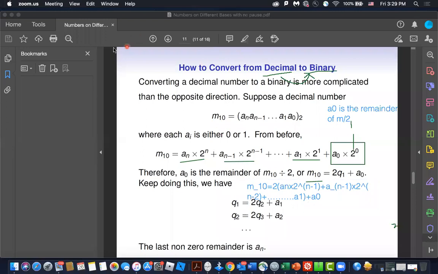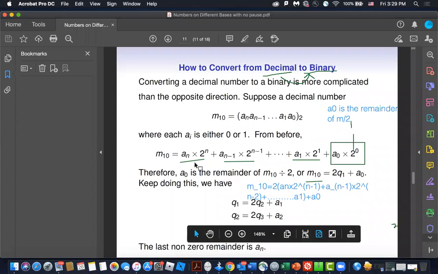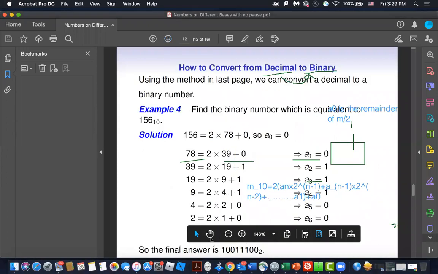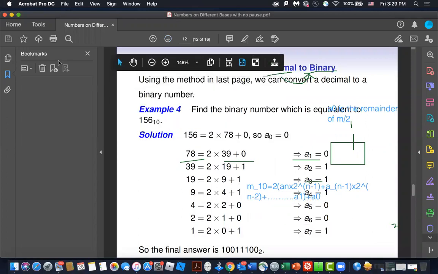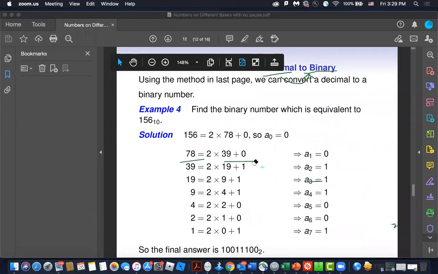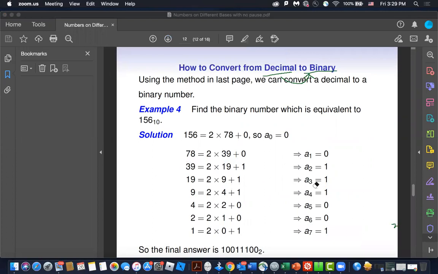You will know what I'm talking about when we look at the example. Find the binary form for the decimal number 156. You will see what's going on here.